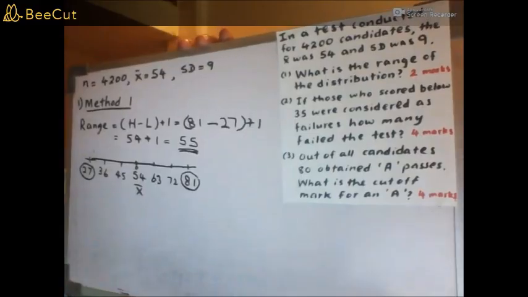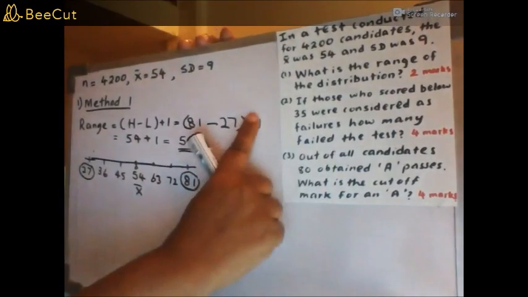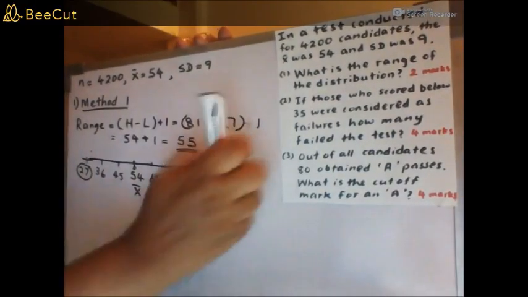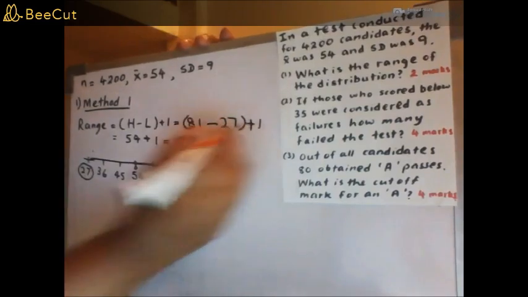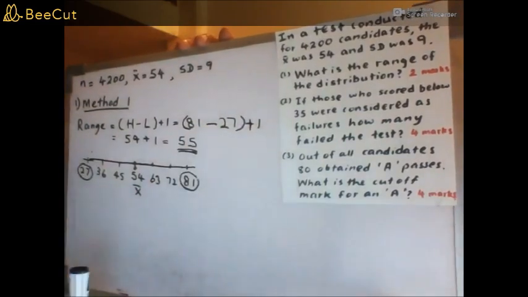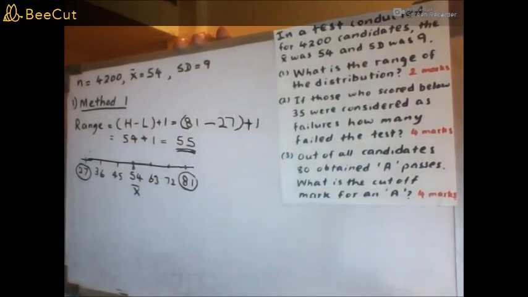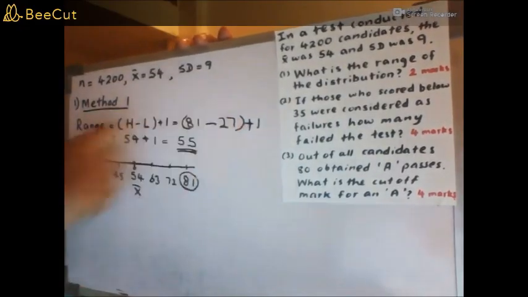The difference is just this. Range is, you have to add 1 according to your syllabus. We studied just 81 minus 20, so you have to add 1. That's method 1.